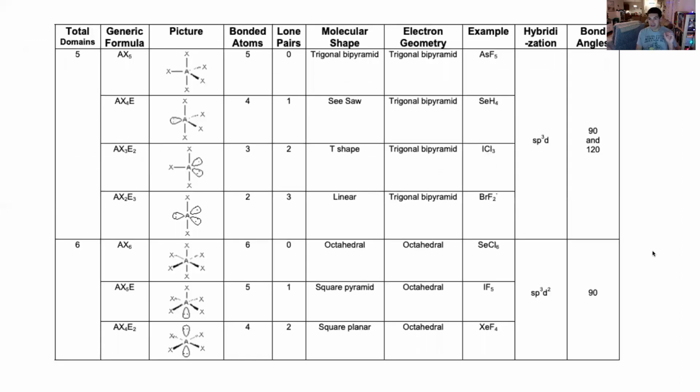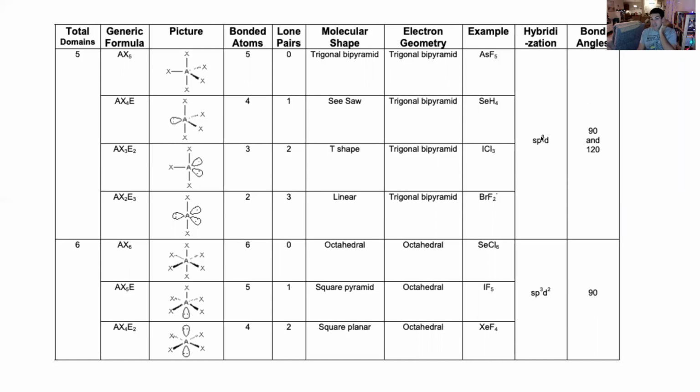All right, and there are 5 and 6 domains: AX5, AX4E, AX3E2, AX2E3. This chart has a footnote that I did not include. There are certain combinations of X and E that are not allowed. They're just not stable, right? AX6, AX5E, AX4E2, right? There's no AX3E3, for example. That doesn't exist, all right? 5 domains is based on the trigonal bipyramidal shape, which has 90-degree and 120-degree bond angles. AX6 is based on the octahedral shape, which has 90-degree bond angles, all right?